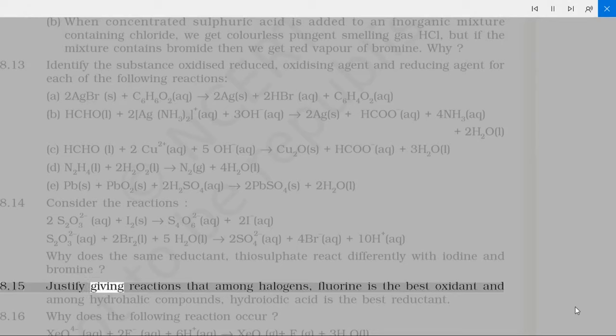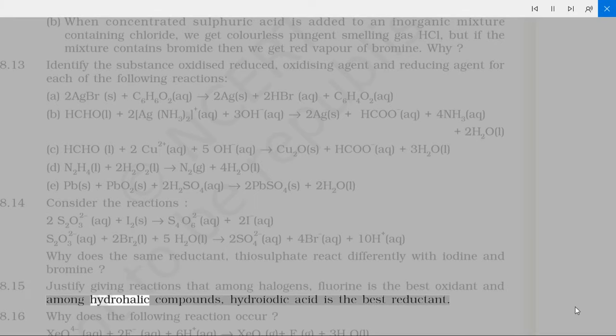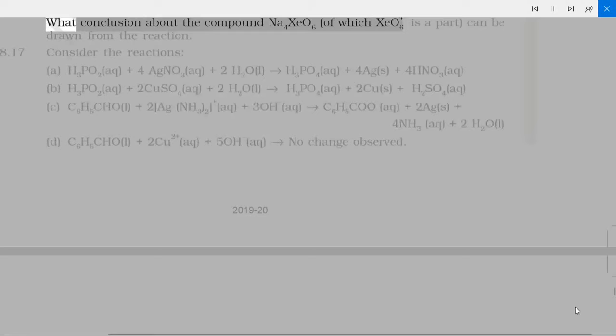8.15 Justify giving reactions that among halogens, fluorine is the best oxidant and among hydrohalic compounds, hydroiodic acid is the best reductant. 8.16 Why does the following reaction occur? XeO6^4-(aq) + 2F^-(aq) + 6H^+(aq) → XeO3(g) + F2(g) + 3H2O(l). What conclusion about the compound Na4XeO6, of which XeO6^4- is a part, can be drawn from the reaction?